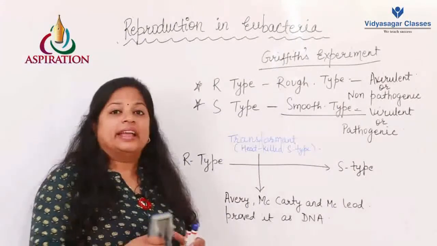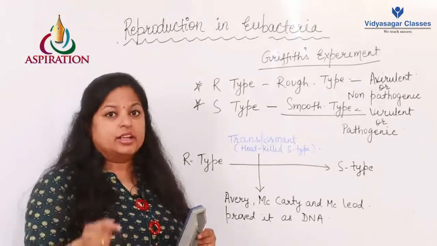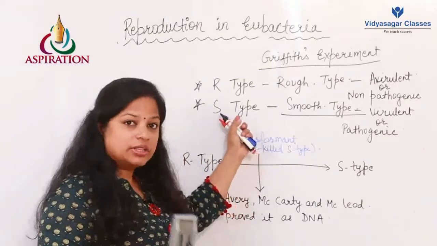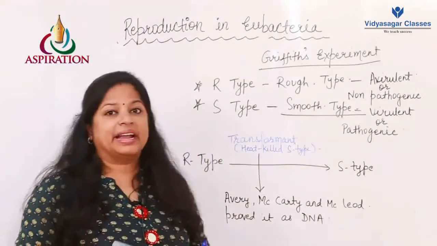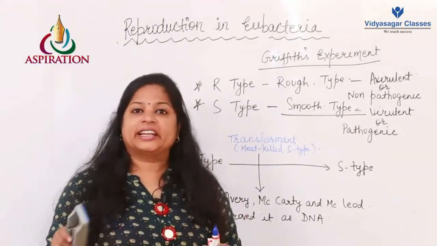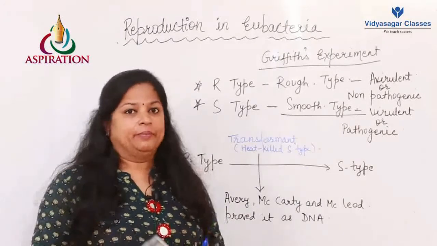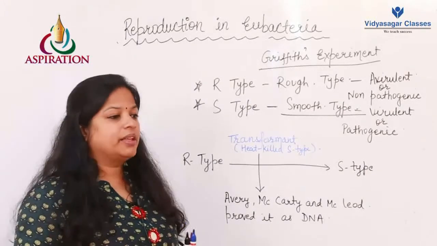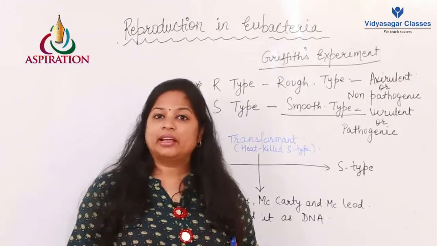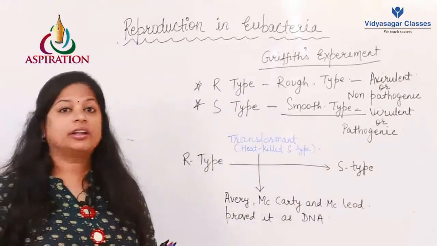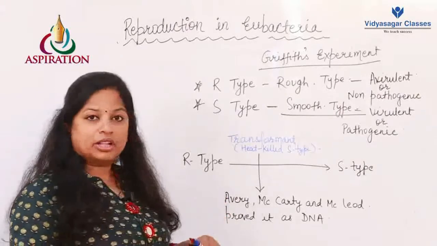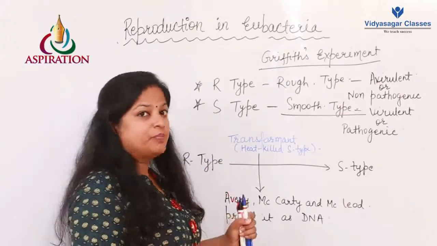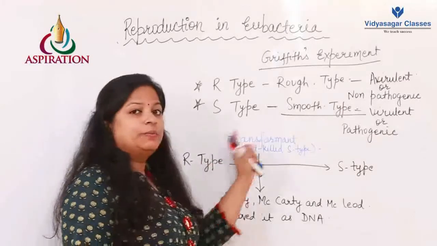In the third step, he killed the S type by applying heat, so it lost its ability to cause disease, so the mice survived. But when he combined the living R type with the heat killed S type, the mice died. When he examined the pleural fluid from the mice, he found some living S type which he did not introduce. So he gave the hypothesis that something came out of that heat killed S type which transformed the R type to S type.